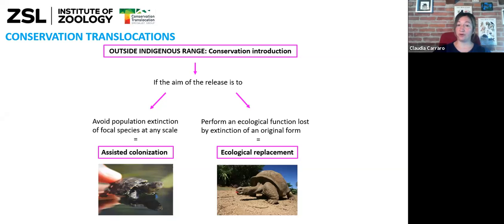Differently, when they occur outside the indigenous range, we talk about assisted colonization when the aim of the release is to avoid population extinction, or ecological replacement when the aim is to perform an ecological function lost by extinction of an original form.